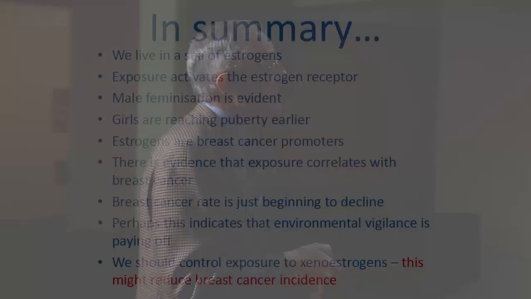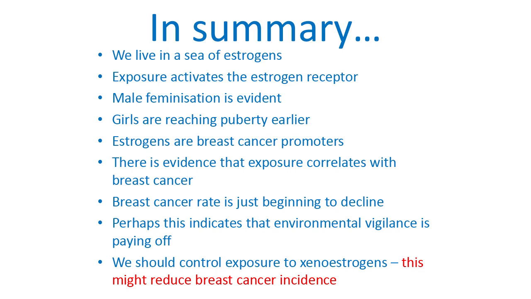We know that exposure to these estrogenic compounds activates the estrogen receptor. And we know that because male feminization is evident, the sperm count's going down, and that's been shown in New Zealand within the last 18 months as well, not surprisingly. Girls are reaching puberty earlier, as an example. And it looks like estrogens are breast cancer promoters. When I talked about the organochlorine pesticides, they're also promoters. But what I didn't tell you is they can also interact with DNA, so they could also be initiators as well. So they could actually be chemical carcinogens as well as promoters. Again, a little controversial, but there is the possibility of that.